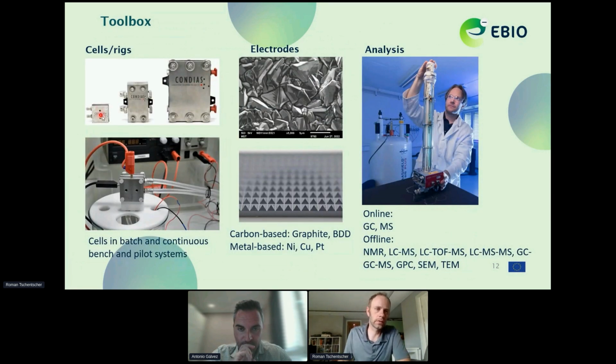So now we move from these small cells to a somewhat larger cell. It's about 10 by 10 centimeters electrode area, and we also work on the improvement of the electrode shapes in order to increase the conversion and minimize any degradation, coke formation, deposit formation, and so on. We use quite some heavy analysis tools, mainly because of the complex nature of those bioliquids.